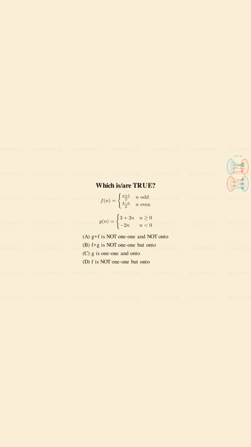Let us shrink this diagram and keep it as a reference. Here is the full question. Let N be natural numbers and Z be integers. f maps N to Z and g maps Z to N, defined piecewise. We need to determine which statements about 1-1 and onto properties are true.